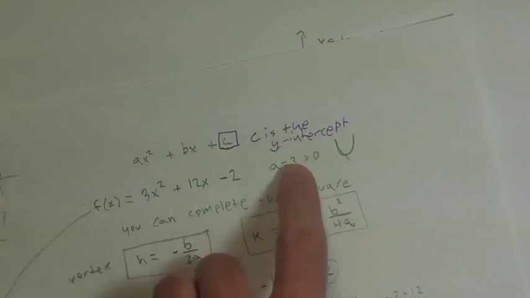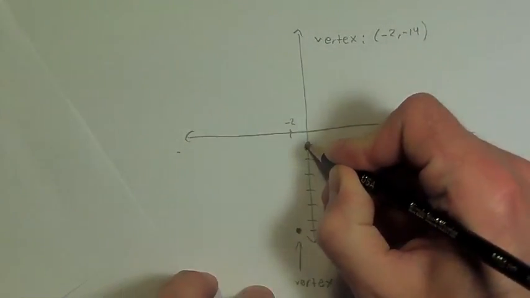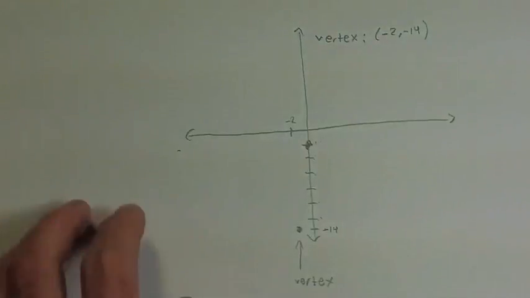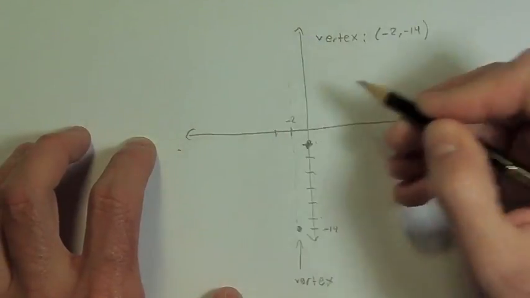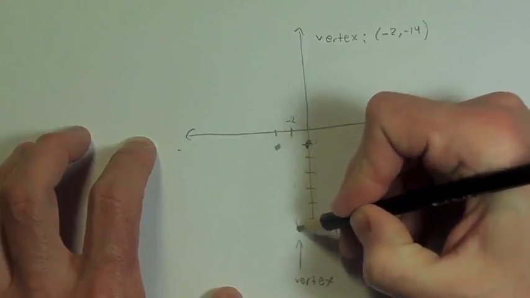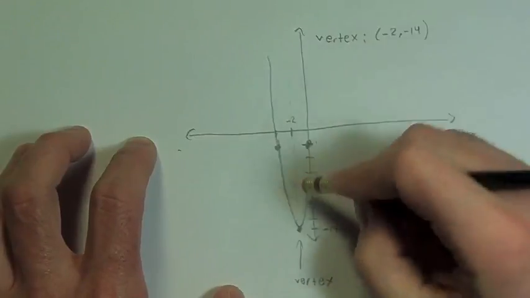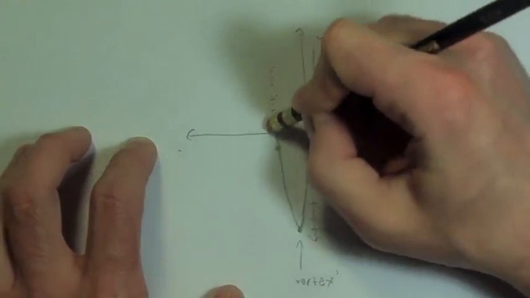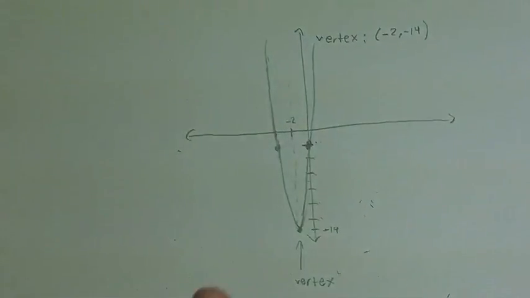Yeah? So the y-intercept we found is negative 2, that's our c value, so we know our y-intercept must be here. We also found that when we plugged in 0. So we have a very narrow quadratic here. So it looks something like this. Very narrow, at least the way I've done it.